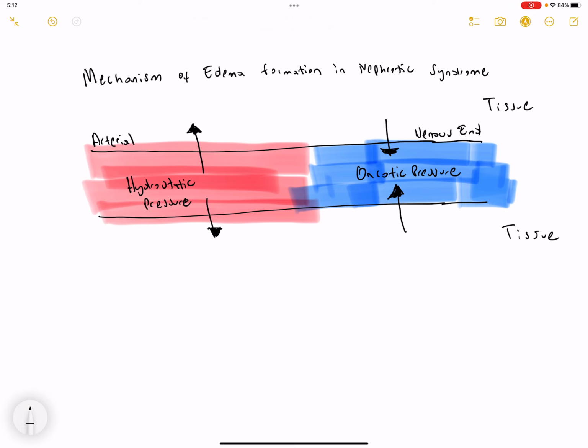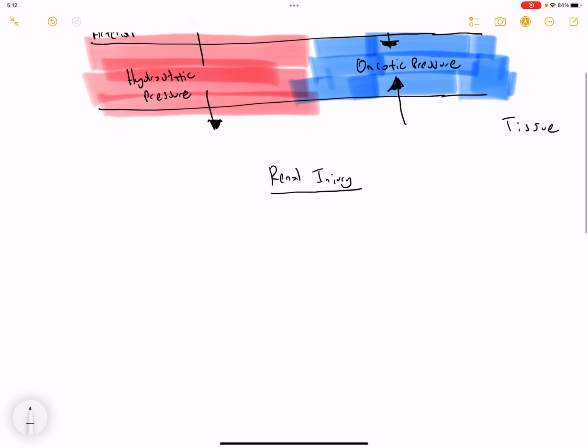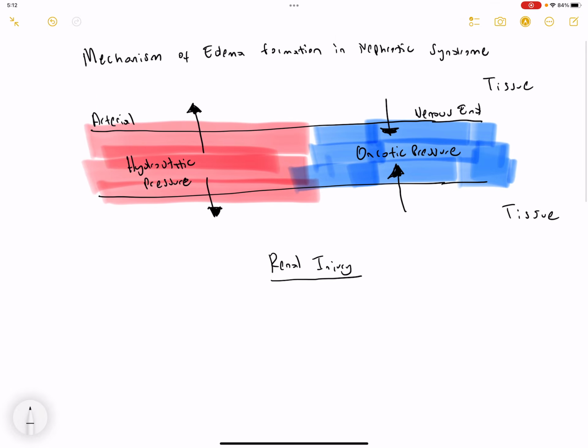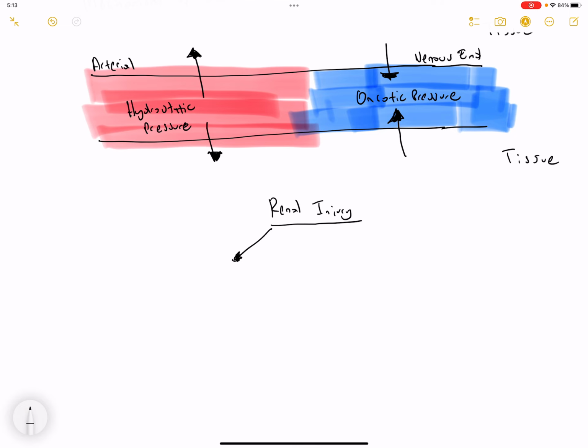So what happens in nephrotic syndrome is that we're going to have a renal injury that is going to result in edema. And there are going to be a couple of mechanisms that occur at different times for different patients that result in this edema. First, the renal injury is going to make it harder for the kidney to excrete sodium. So we're going to have a decrease in sodium excretion.